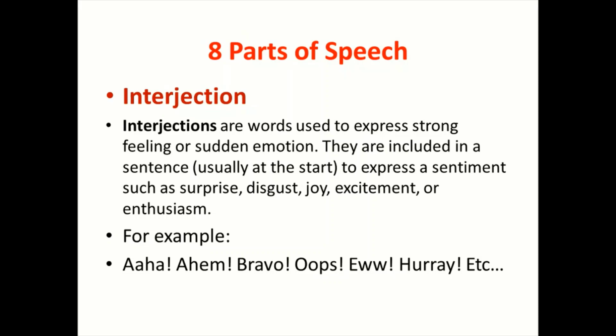Then we have interjection. Interjections are words used to express strong feeling or sudden emotion. They are included in a sentence, usually at the start, to express a sentiment such as surprise, disgust, joy, excitement, or enthusiasm. These are, for example, aha, bravo, oops, ew, hooray, etc.